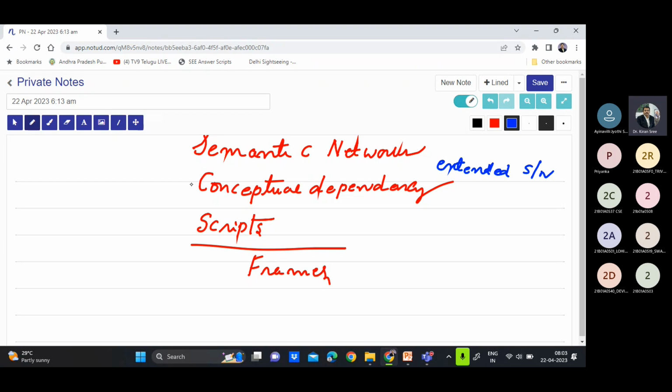And most importantly, they will ask you what is conceptual dependency, why we need to use conceptual dependency, what are the idioms and primitives that we use in conceptual dependency. Then what is the difference between conceptual dependency and scripts? And how can a script represent a particular scene?